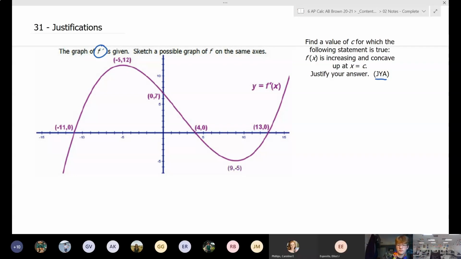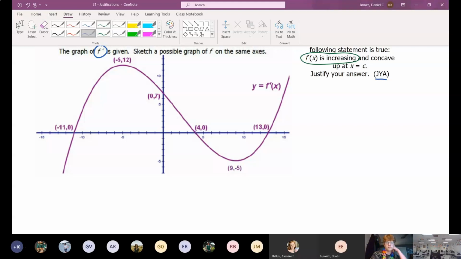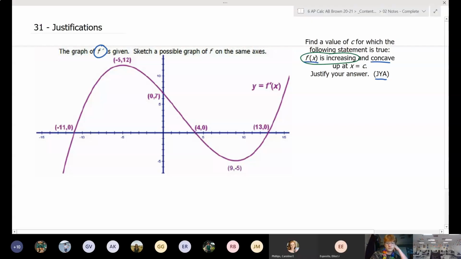Looking at this, it says find a value for C for which the following statement is true. So I want you to find an x value where f of x, the original function, would be increasing and concave up. There are different answers we can use here. Me personally, when I start these problems, it's often easier for me to do the justification first before I provide the answer. So I am looking for where my original function is increasing and where my original function is concave up. So let's think about what our justification would be.